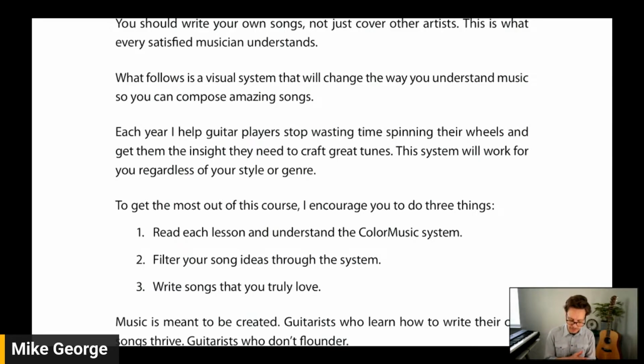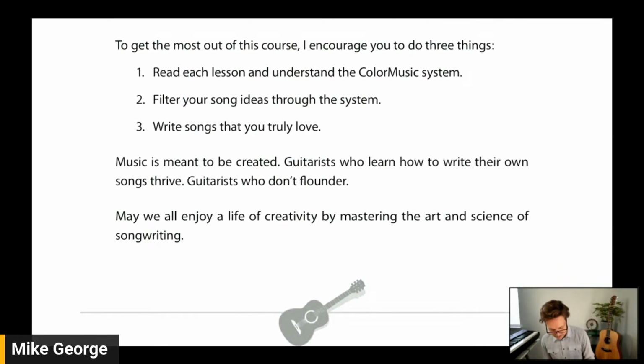To get the most out of this course, I encourage you to do 3 things. 1, read each lesson and understand the color music system. 2, filter your song ideas through the system. And 3, write songs that you truly love. Music is meant to be created. Guitarists who learn how to write their own songs thrive. Guitarists who don't flounder. May we all enjoy a life of creativity by mastering the art and science of songwriting.